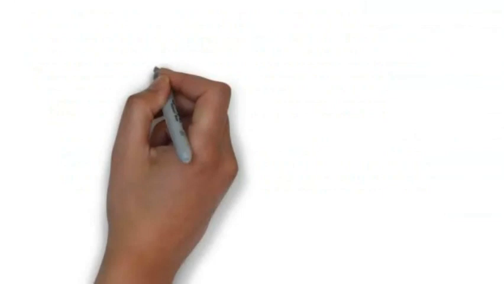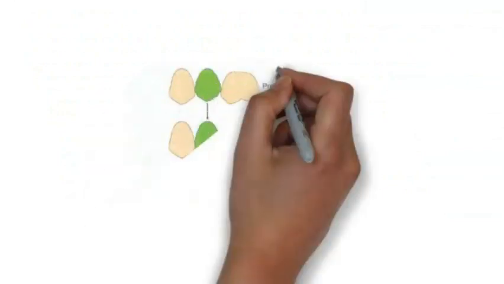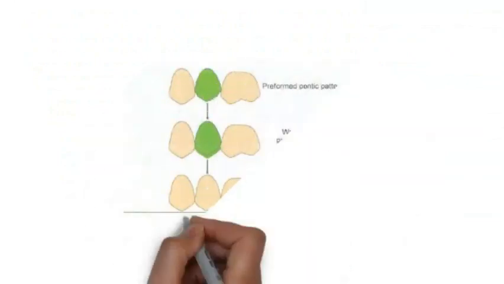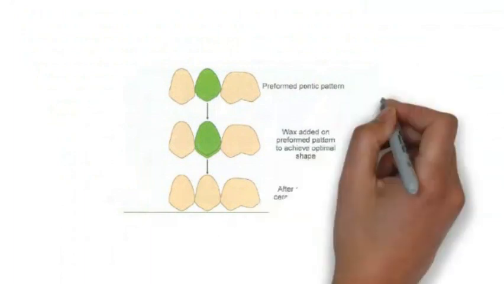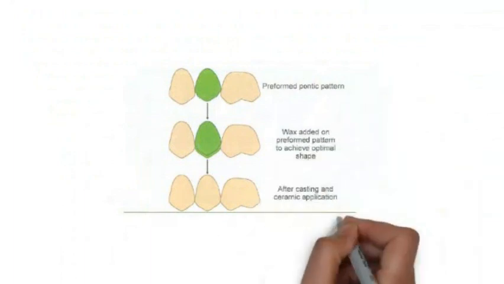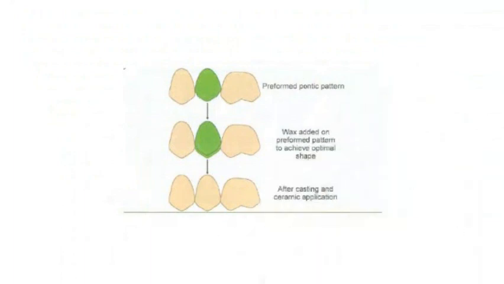Preformed Pontic pattern. It was invented by Edward and Harry in 1969. This is a hybrid of prefabricated and custom made Pontic. The patterns are available in plastic that can be burned out without residue. They provide finish of the prefabricated Pontic and they can be modified for optimal fit and function.